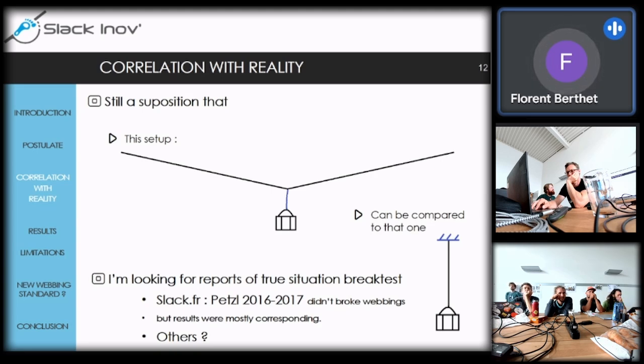So I'm looking for reports of break tests, of true situation break tests, that can help me make more comparisons between my method and reality. I would appreciate it. I know that in 2016, 2017, Slackinov did a few tests. They didn't break the webbings, but the results, when I compare them with my calculations, correspond in terms of range of values, and the conclusion about which setting is safe or not is exactly the same as the conclusion I obtain with my calculations.